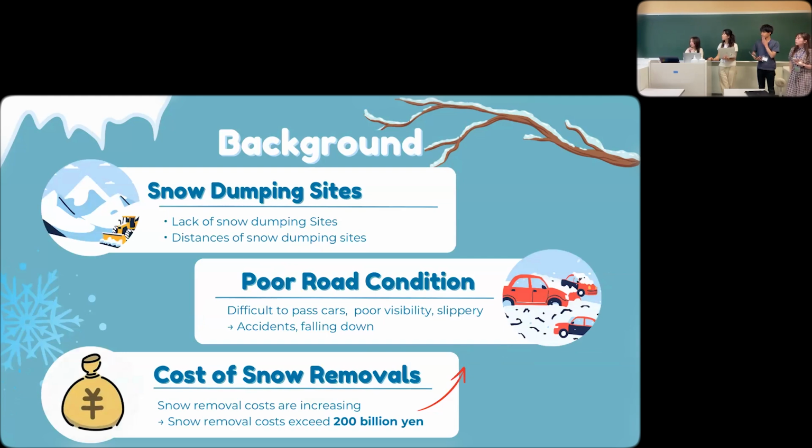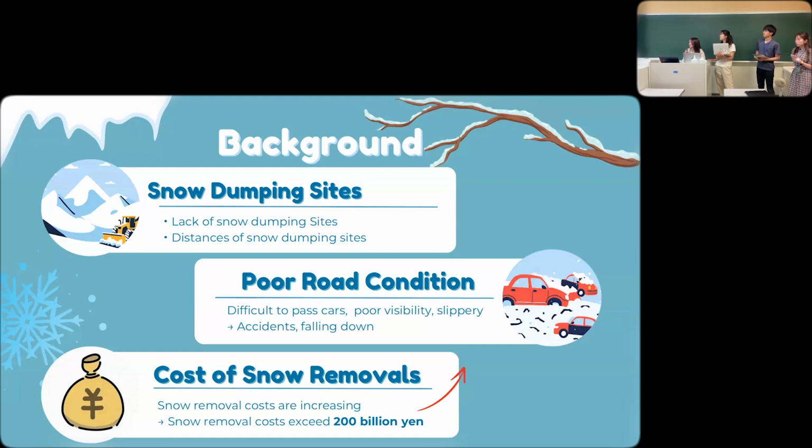Snow causes many problems in Hokkaido. First problem is snow dumping sites. Heavy snowfall causes a shortage of snow dumping sites. Also, snow dumping sites are far away from the city, so it is inefficient to remove snow. Second problem is poor road condition. Snow makes roads narrow, making it difficult for cars to pass each other. Also, snow reduces visibility and makes it slippery, so it increases traffic accidents and falls.